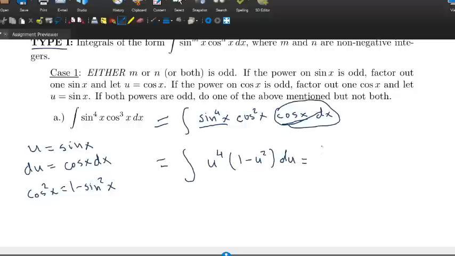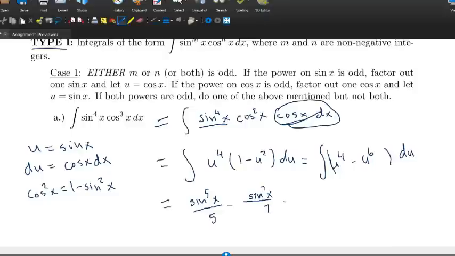Now this is an easier integral to take because I can distribute u over, and I get u to the power 4 minus u to the power 6 du, right? And I know you know how to take this integral. Once you take the u integral and put sine x back, you will get sine to the power 5 x over 5 minus sine to the power 7 x divided by 7 plus arbitrary constant c.